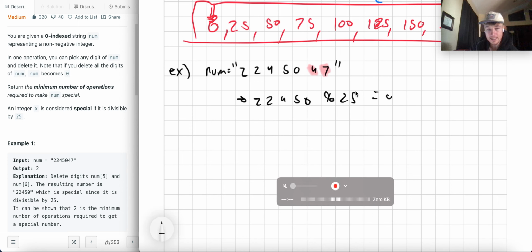It equals 0. So if you just delete these 2, 4, and 7, you get this number as your result. You mod that by 25, you get 0. You take the remainder of that, you get 0. You divide it by 25, you get a whole number. So that's why that is the answer.